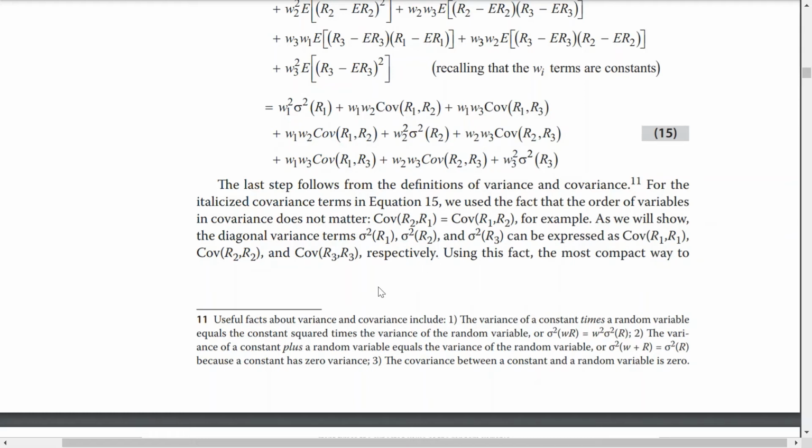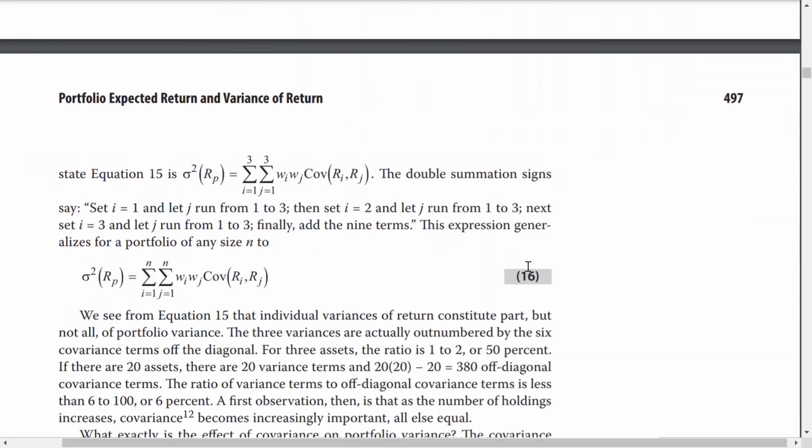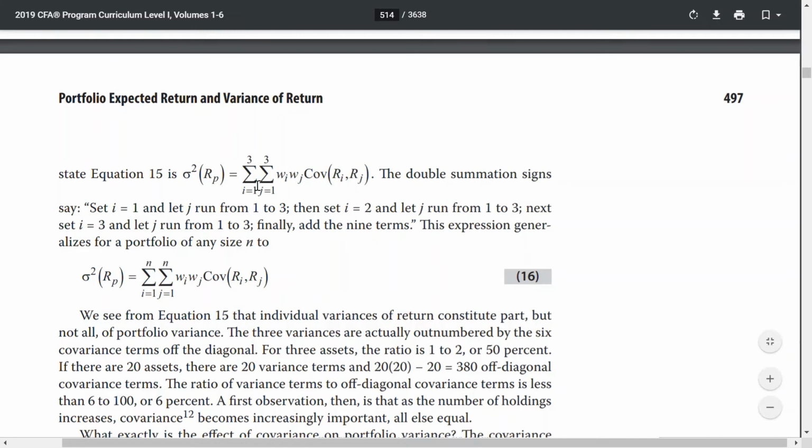Okay, so yeah. The most compact way to state equation 15 is that the standard deviation squared is equal to RP. Two summations, because you sum this first, then add all of them up and sum that again. So you use sigma once to expand this, and you use sigma twice to add up all of these summed variables. The double summation sign says set i equals 1 and let j run from 1 to 3.